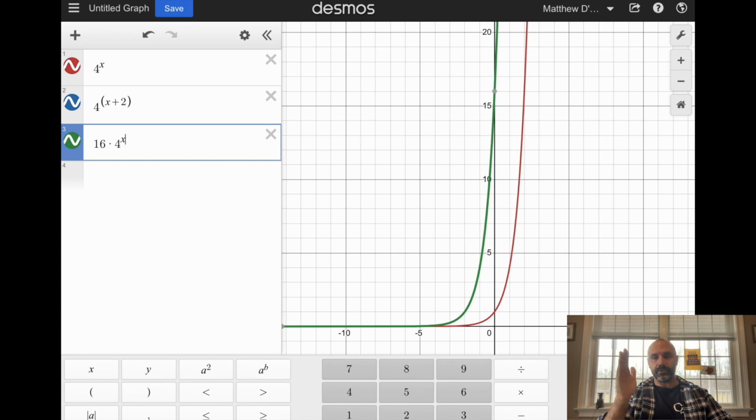So if we shift the whole thing to the left, then we end up with the same thing as 16 times 4 to the x, because what's 16 times 4 to the x? At 0, 4 to the x has a value of 1. We're multiplying it by 16. And then you can see, well, there it is, right? So where the x value is 0, the function output is 16.